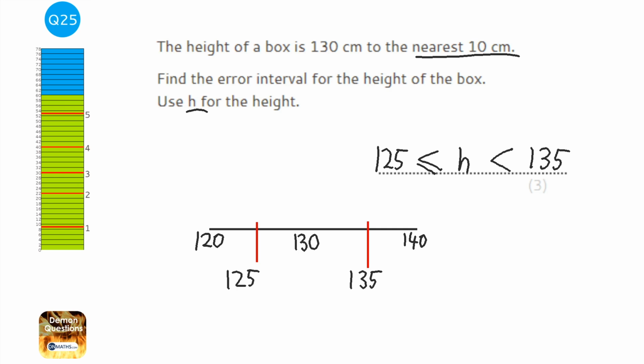This middle bit here will always be the same when you're asked for the error interval. The letter might change. It might be fussy and ask you for a particular letter, or it might just say use any letter. If it says use any letter, X or N or whatever you want to use is acceptable. But the signs here will always look like this for an error interval.